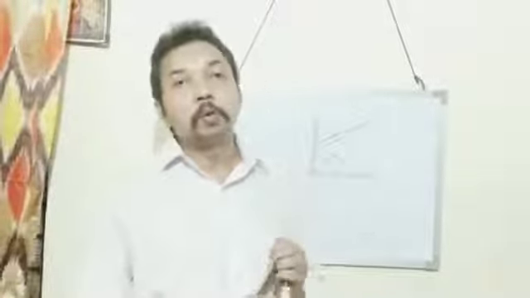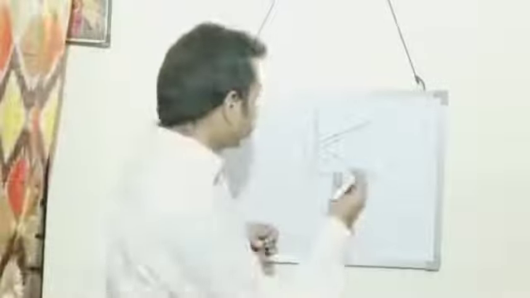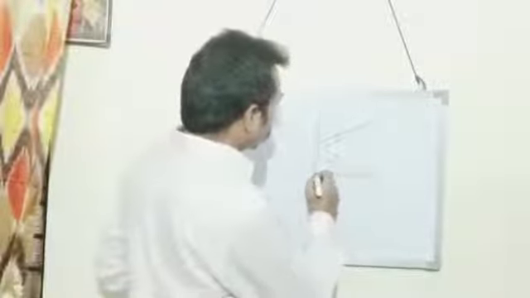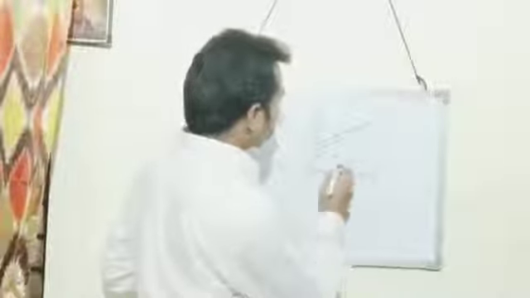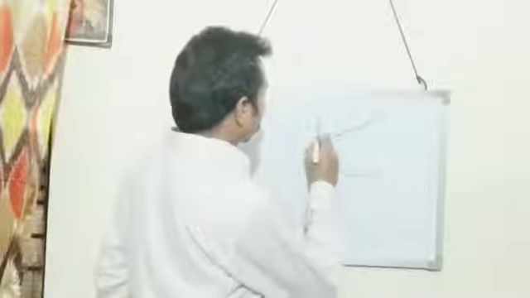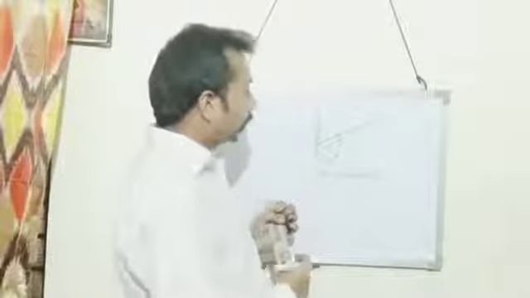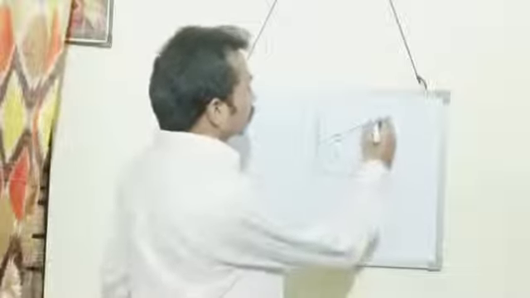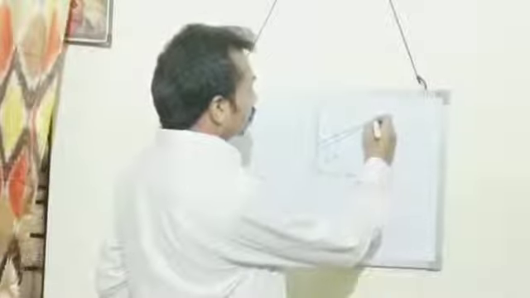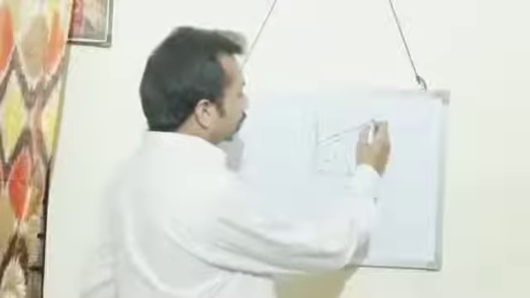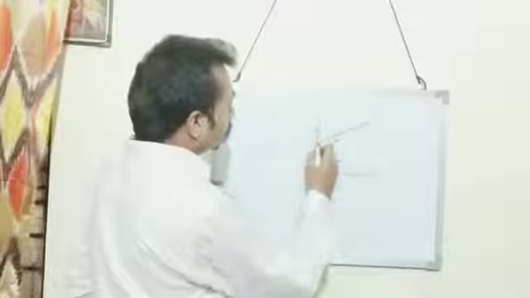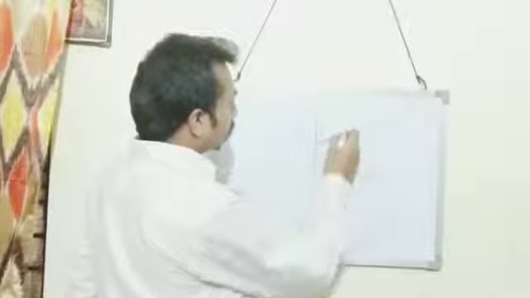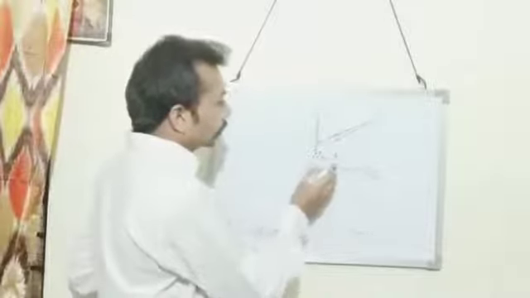Now, how do we draw the ray diagram? In the diagram, you can see two mirrors. OA is a mirror and OB is another mirror. They are kept at an angle of 90 degrees to each other. Here P is an object. From P, the light rays first fall on the mirror OB. Then they are reflected in this way.